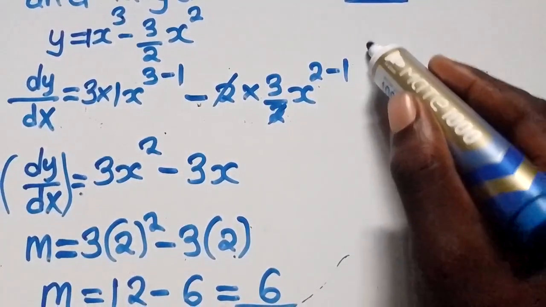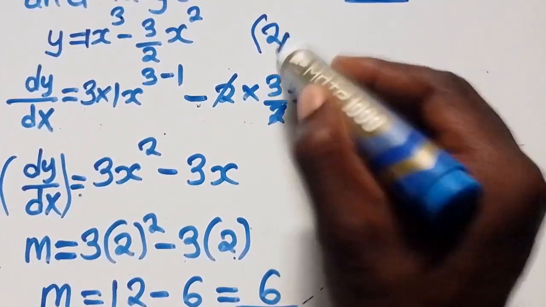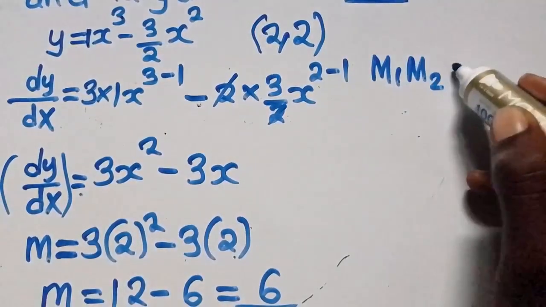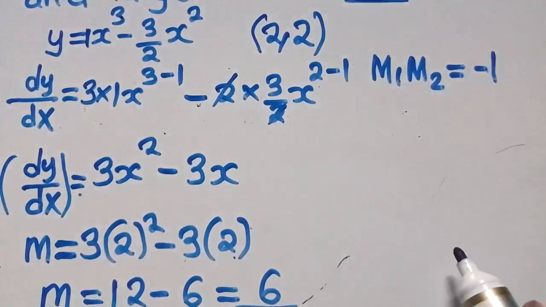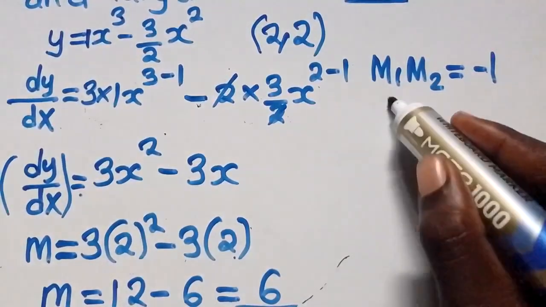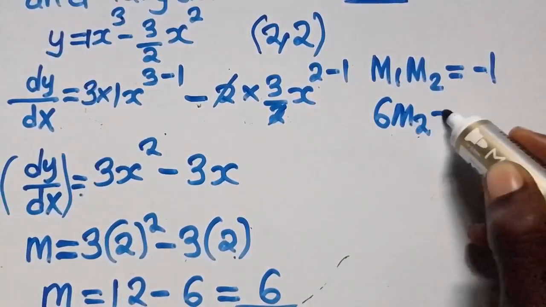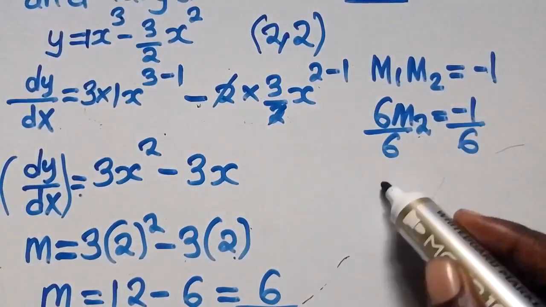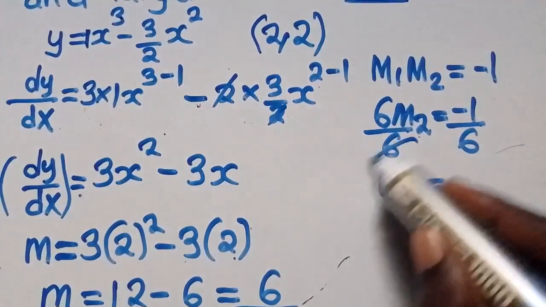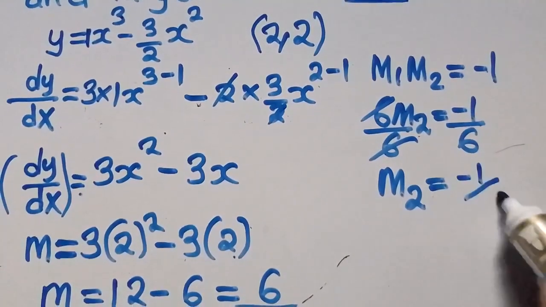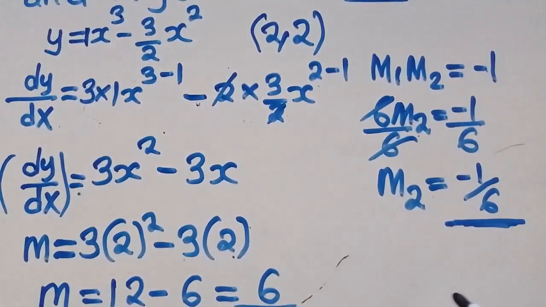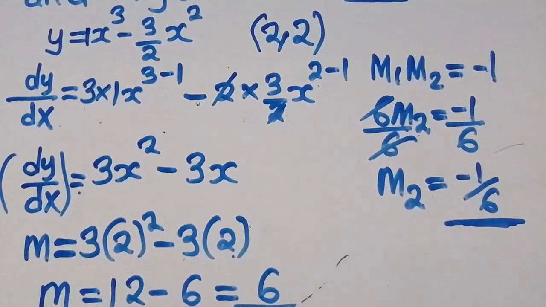So what you need to do is keep the coordinate 2, 2. This one will be used. So m1 times m2, gradient 1 times gradient 2, we get negative 1. Gradient 1 we have, which is 6. So 6 times m2 is equal to negative 1. You divide both sides by 6, so m2 is negative 1 over 6. Meaning this is the gradient that you are going to use for the equation of the normal.